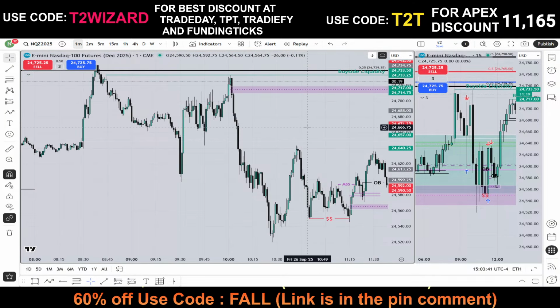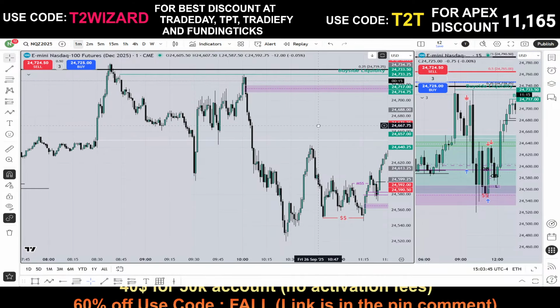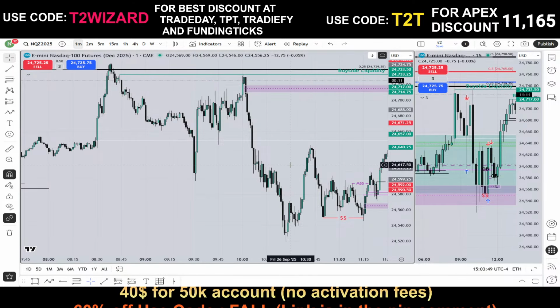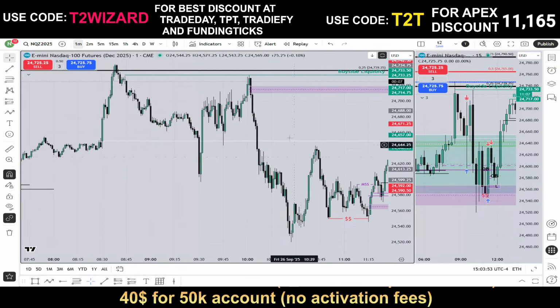Later, don't give the blame. Oh, ICT concept doesn't work. No, it's not like that. You are an overtrader. It's your problem. You need to trade every single hour. It's not going to happen, at least not in trading.